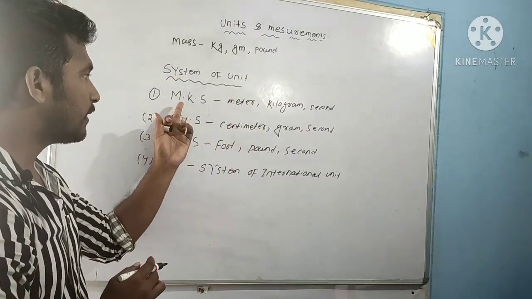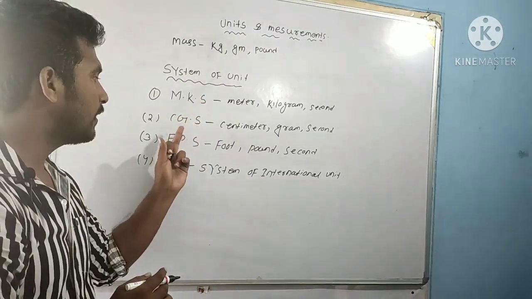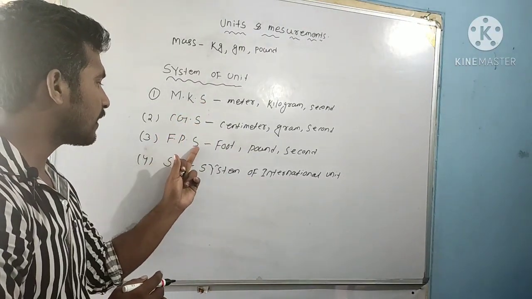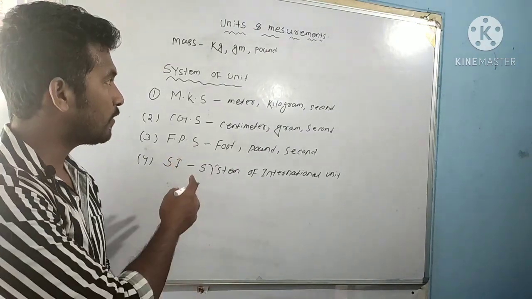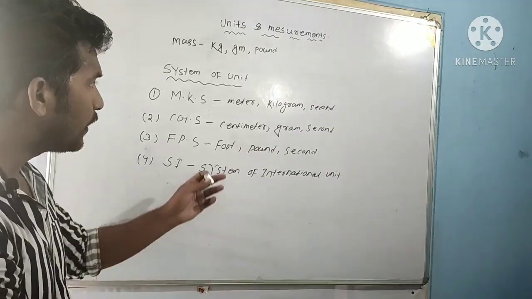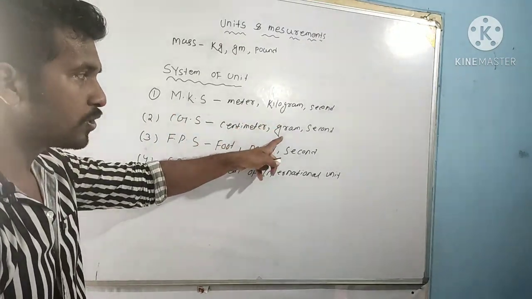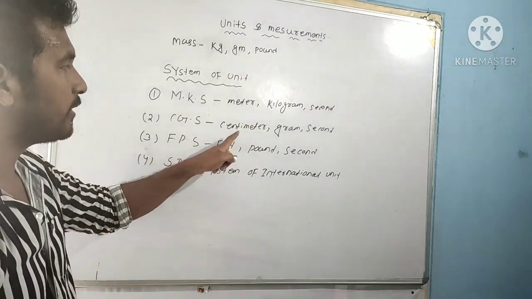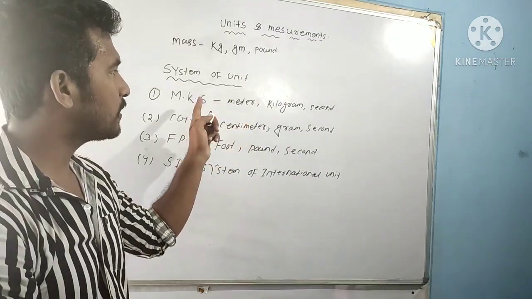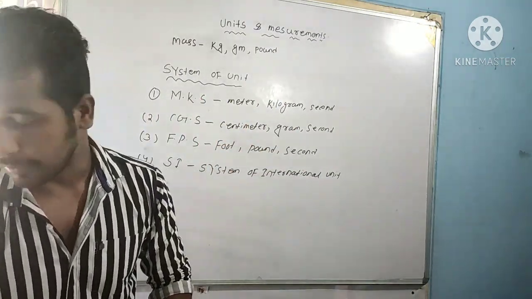MKS means meter, kilogram, second. CGS means centimeter, gram, second. FPS means foot, pound, second. SI means system of international units. Okay, these are the 4 systems of unit. We can represent mass in kilogram, gram, or pound. We can represent length in meter, centimeter, or foot. We can represent time in second. So these are the 4 systems of unit.